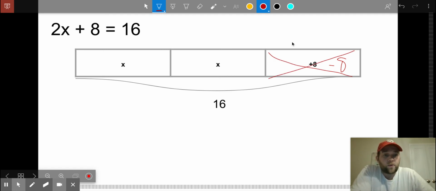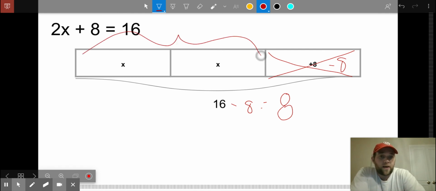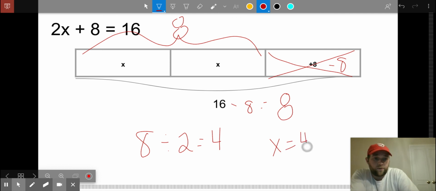Now remember, because we're taking away 8 from our tape diagram, that means we have to take 8 away from our total. 16 minus 8 is 8. So what that means is these two x's right here, 1, 2, they have to equal 8. And all we have to do now is divide 8 by the number of x's that we have. So 8 divided by 2, you get the answer of 4. So x equals 4.